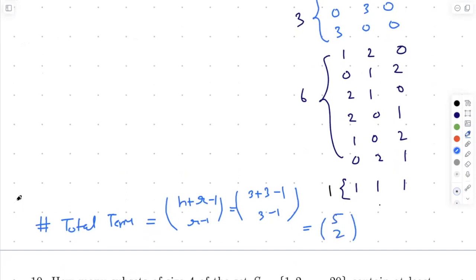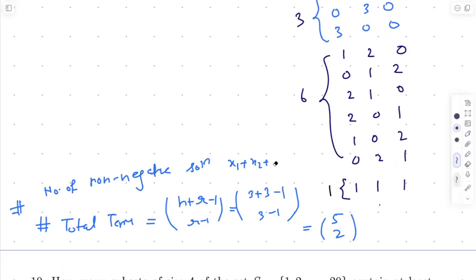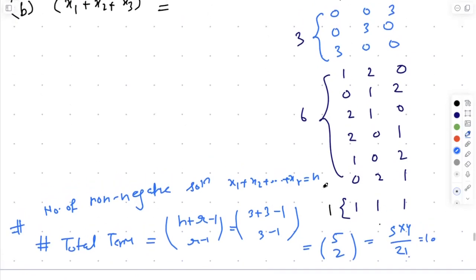I hope you remember we have discussed this similar type of question, that is the number of non-negative solutions of the equation x1 plus x2 plus dot dot dot up to xr equal to n. And 5c2 is going to be 5 into 4 divided by 2 factorial. The answer is 10 there. And we are getting the same number of solutions here.